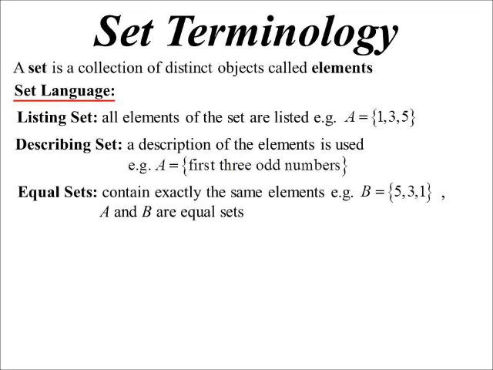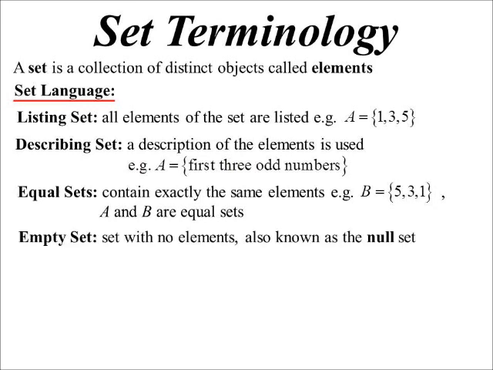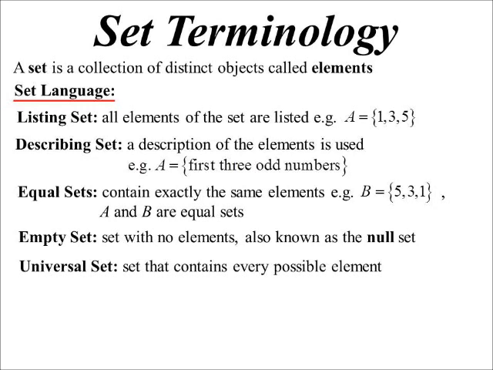Equal sets are 2 sets that contain exactly the same elements. All I've done is written them in a different order there. So set B, 5, 3, 1, would be equal to the set A. They have the same elements. The empty set is the set that has no elements. You sometimes see the word null instead of empty, so the null set is the same thing. It's the empty set.